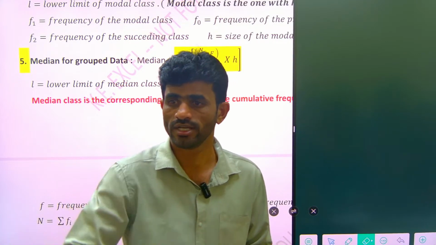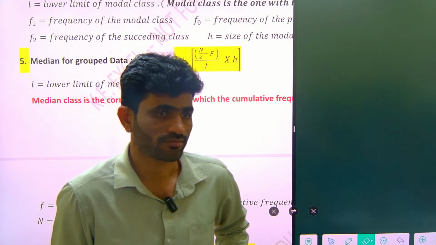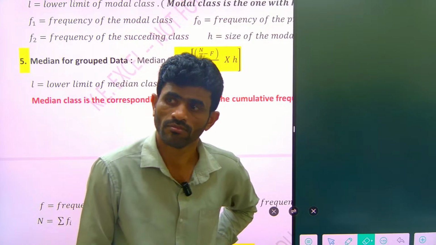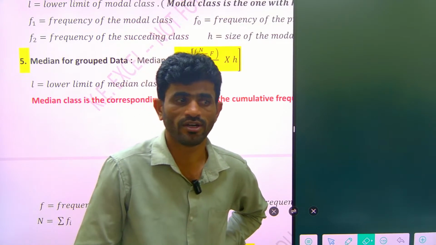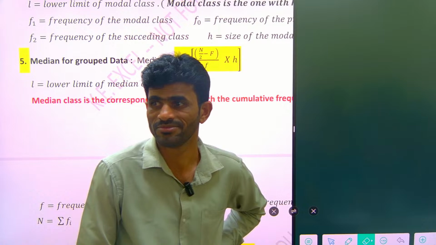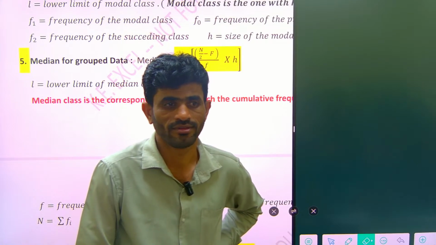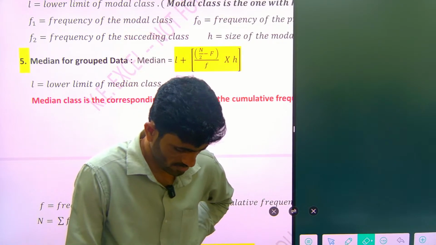Srini, what is the median formula? L plus n by 2 minus CF by F into H. You did not say median is equal to. Repeat. Median is equal to L plus n by 2 minus CF by F into H.